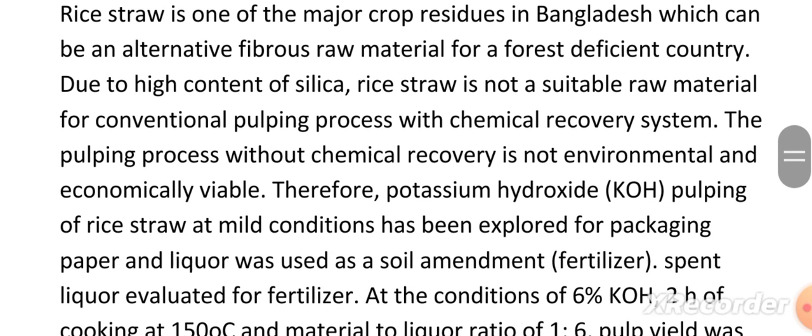The next one is pulping of rice straw using potassium hydroxide. Rice straw is one of the major crop residues in Bangladesh, which can be an alternative fibrous raw material for a forest-deficient country. Due to the high content of silica, rice straw is not a suitable raw material for the conventional pulping process with chemical recovery system. The pulping process without chemical recovery is not environmentally and economically viable. Therefore, potassium hydroxide pulping of rice straw at mild condition has been explored for packaging paper, and the liquid was used as a soil amendment.